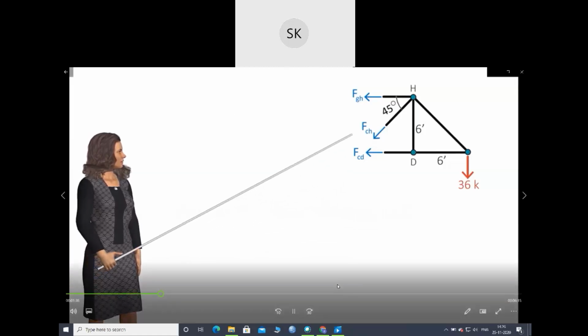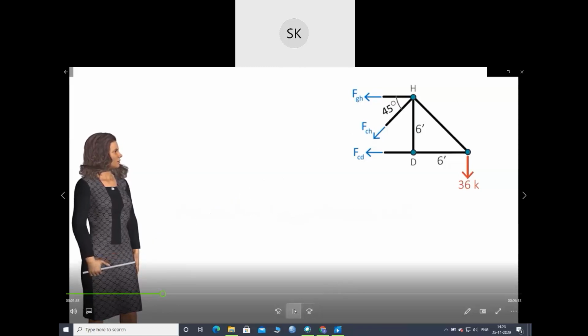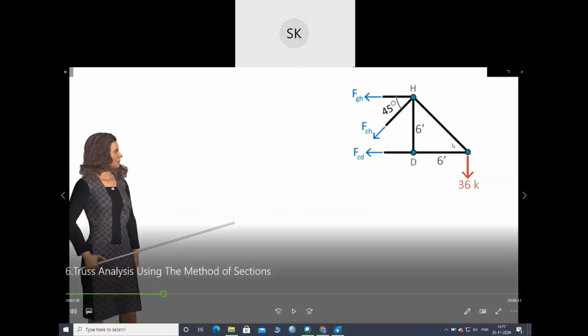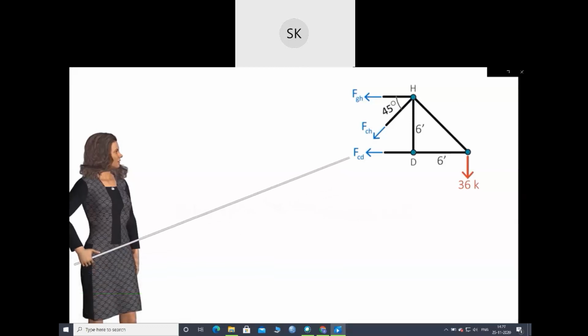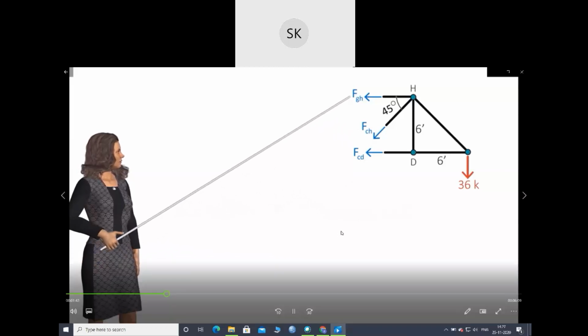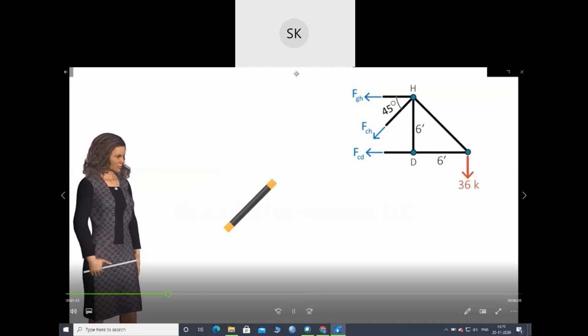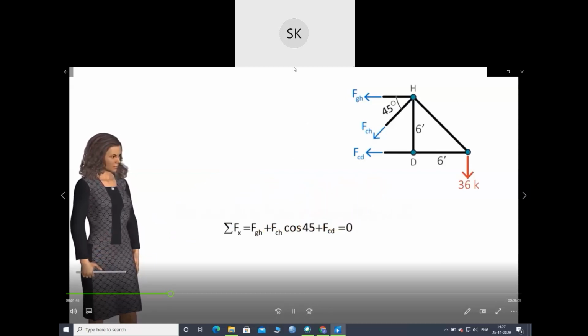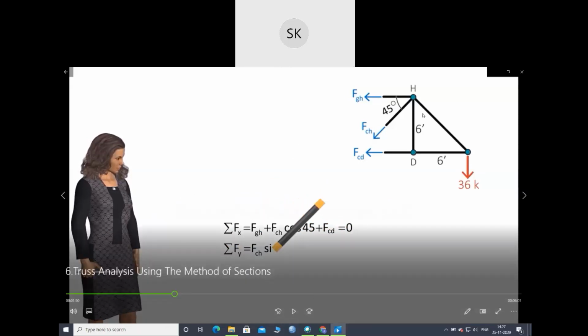Let's consider this diagram, for which we can write 3 equations in terms of FCD, FCH, and FGH. As this part has less number of members, so I'm going with this part. The equations are: the sum of the forces in the x direction must be 0. The sum of the forces in the y direction. So we'll draw the free body diagram and we have named the members as FGH, FCH and FCD.